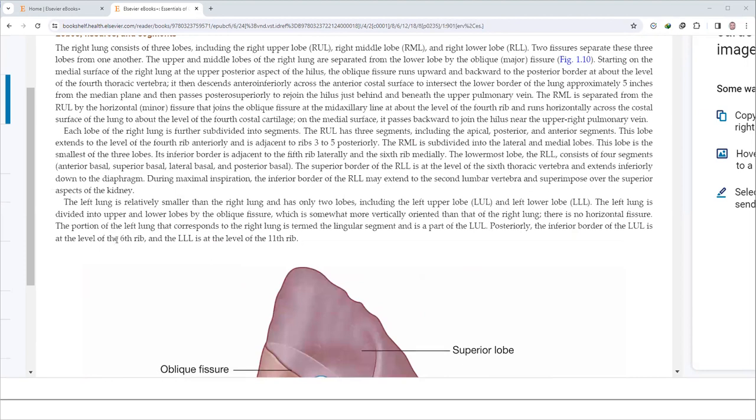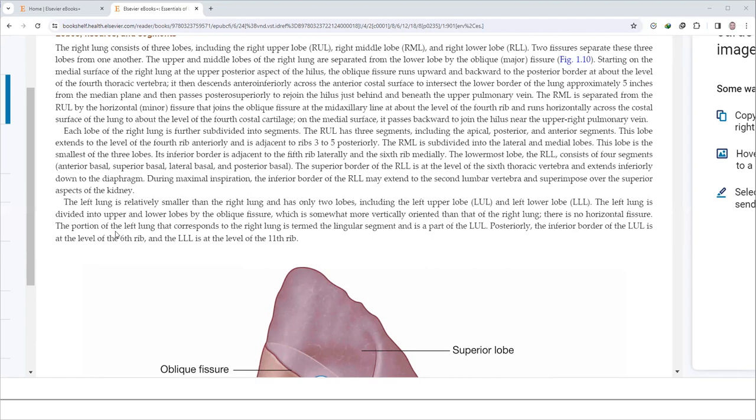The left lung is divided into upper and lower lobes by the oblique fissure, which is somewhat more vertically oriented than that of the right lung. There is no horizontal fissure. So this is good to know. Let's do some comparison. Right lung is divided into upper, middle, and lower lobe. Left lung is divided into upper lobe and lower lobe. On the right lung we have two fissures, horizontal fissure and oblique fissure. On the left lung we have only the oblique fissure.